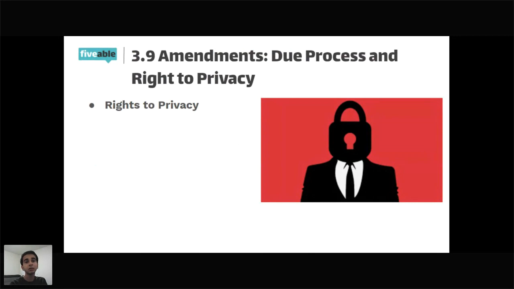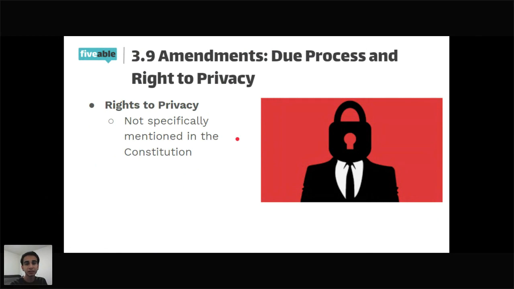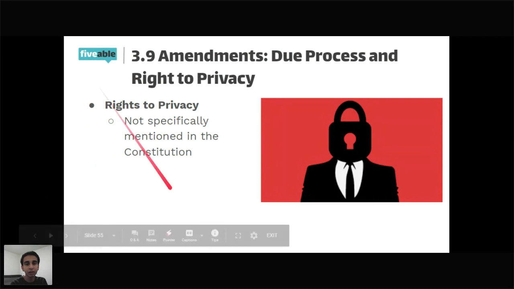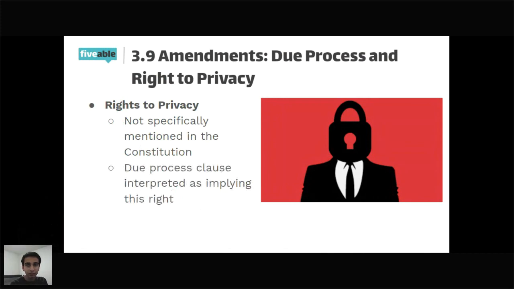Now we're going to move in a little bit more with amendments, but to the right to privacy. So you guys probably know there's no Bill of Rights or amendment that specifically says all citizens have their right to privacy, right? It's not specifically mentioned in the Constitution. However, the due process clause is interpreted as implying this right.